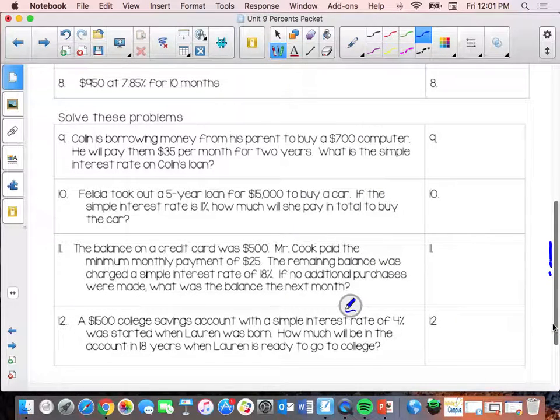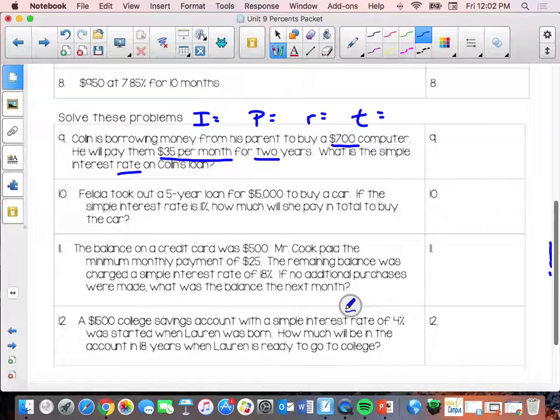Colin is borrowing money from his parent to buy a $700 computer. He will pay them $35 per month for the next 2 years. What is the simple interest rate on Colin's loan? So what piece of information do they give you? Oh, we missed one. 2 years. Let's write down I equals, P equals, R equals, and T equals. Sometimes that can help you to solve these problems.